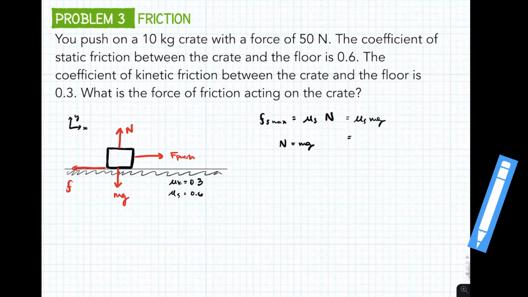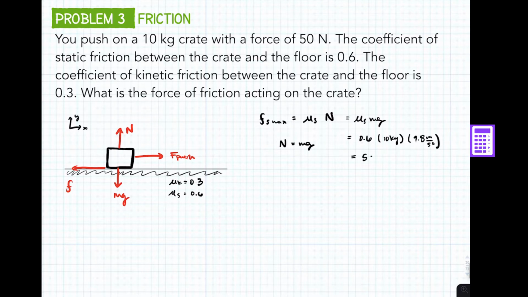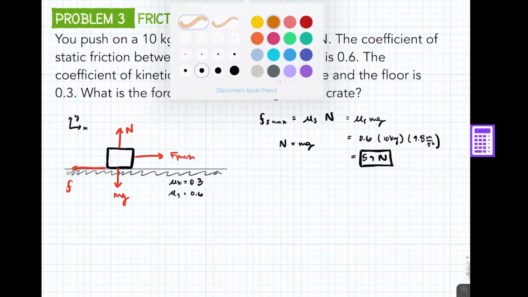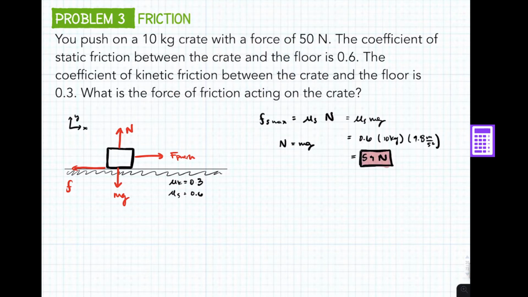So we can plug in numbers. That's 0.6 times the mass, which is 10 kilograms, times 9.8 meters per second squared. If you just wanted to estimate this, you'd say, okay, 10 times 10 is 100 times 0.6 is 60. So the max static friction is probably bigger than 50. If you actually plug everything in, it gets 59 newtons, okay? So remember, this is our maximum static friction of 59 newtons. Are we moving or not moving? Not moving, because we're pushing with 50 and our maximum is 59.